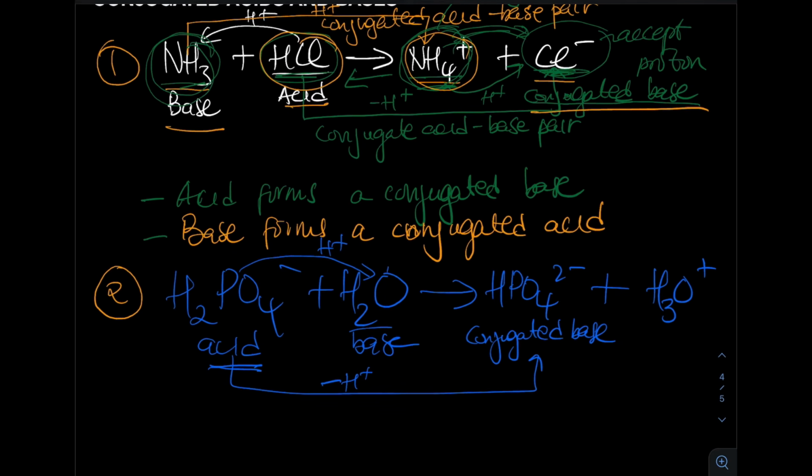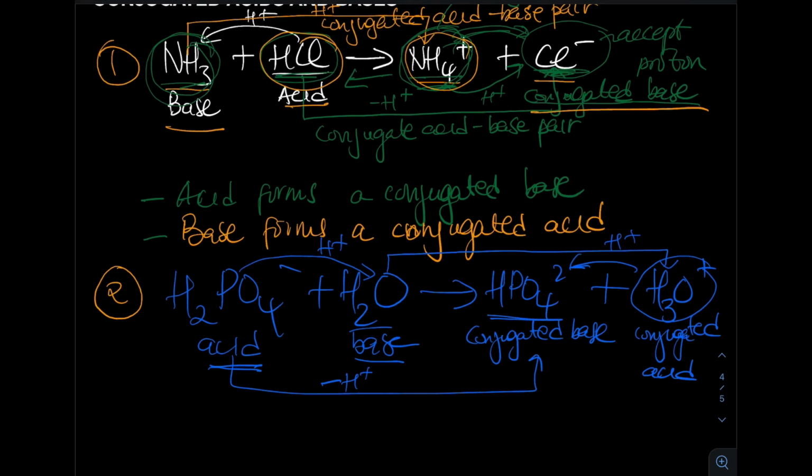Now if you look at the water, after it has accepted a proton, it forms what? A conjugate acid. Since this is a base, it will form a conjugate acid, because now it has the capability to donate an H plus, and after it has received that, it will become that. So these are the conjugate acid-base pairs. I hope you get the conjugate acid-base pairs.